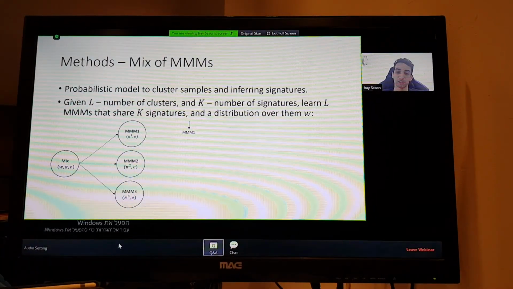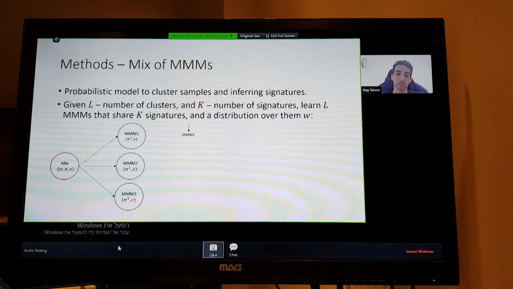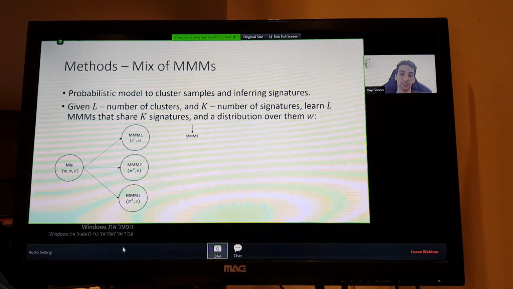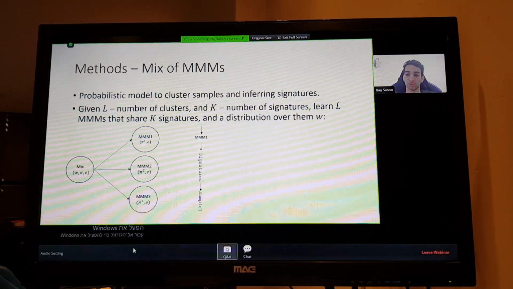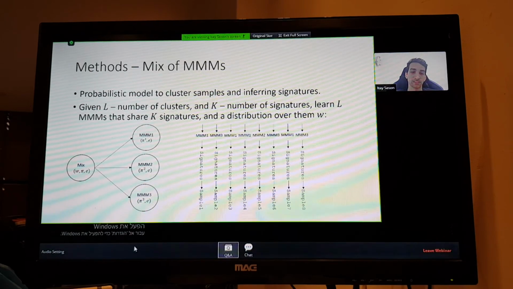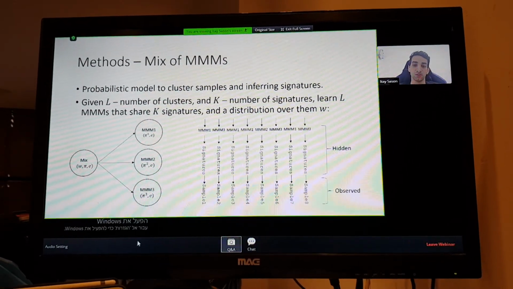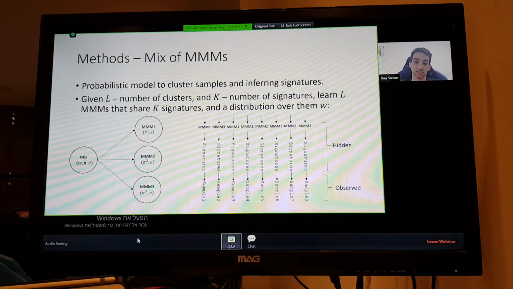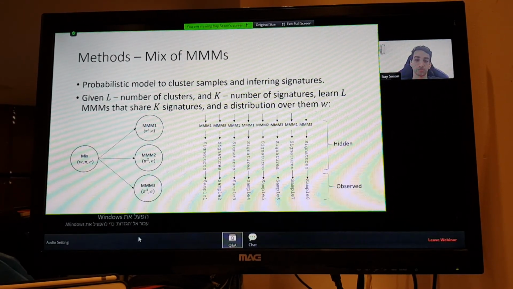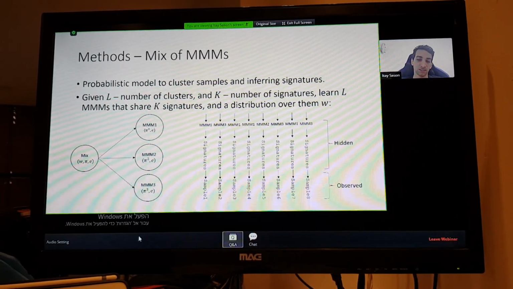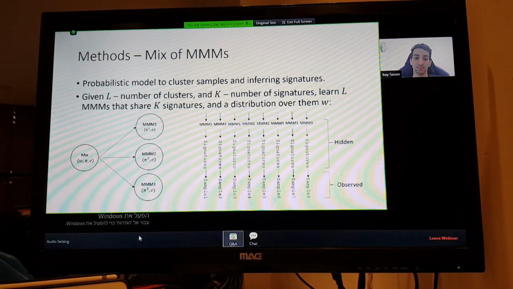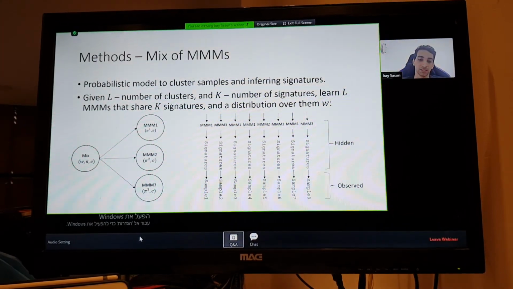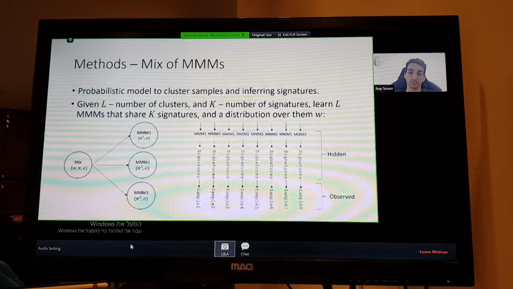To sample from this model, we first sample a cluster with distribution W, and within this cluster, we use the process we just saw for MMM, so sample signatures and mutations. We repeat this for each sample in the data. Now, aside from the signatures, the clusters are also hidden from us. So in total, we learn fewer parameters, with only one exposure per cluster instead of per sample, but we do pay with complexity, as each sample now belongs to all clusters instead of only one. Here again, we use expectation maximization to learn the best parameters.